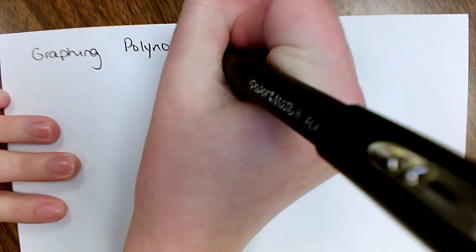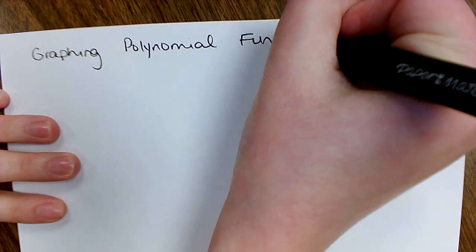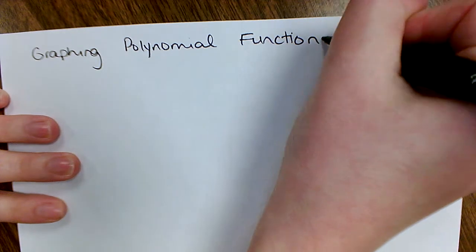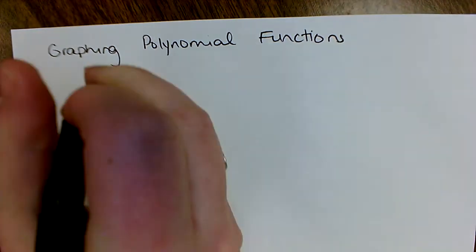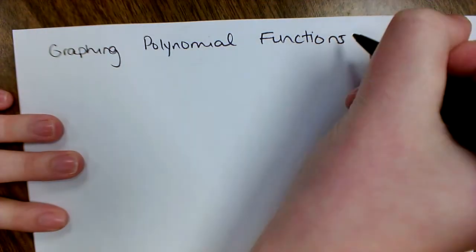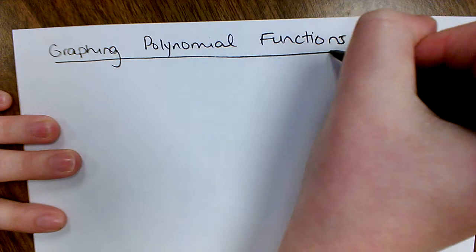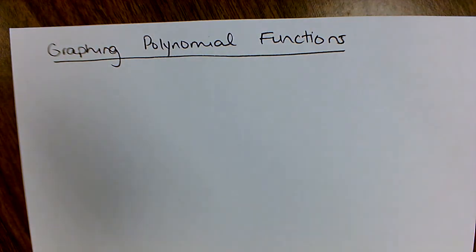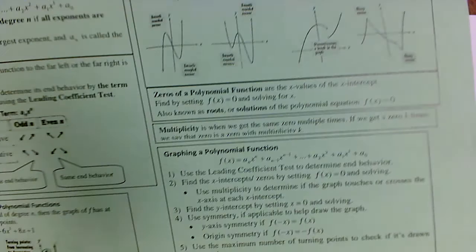Okay, so now we're going to put all this stuff together we just talked about, so we can start graphing polynomial functions. Okay, so I have some steps for you for graphing polynomial functions on your green handout.